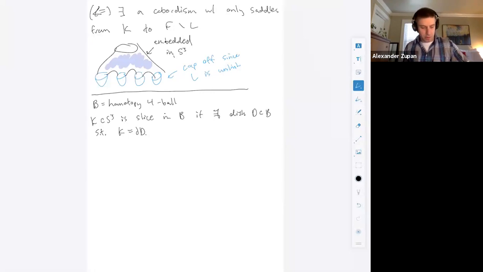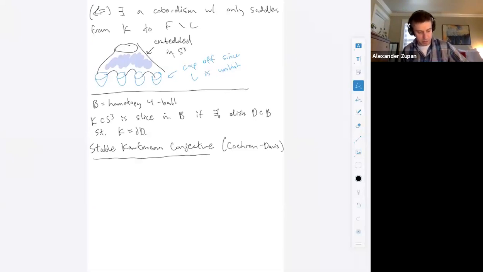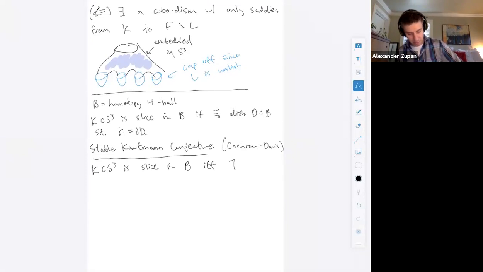All right, and so there is a conjectured characterization of slice knots using derivatives as well. This is the stable Kauffman conjecture of Cochran and Davis. It's called this because they disproved the Kauffman conjecture, and so they proposed a stable version of it. The stable Kauffman conjecture says K in S3 is slice, they probably stated this in B4, but I'm just going to state it in arbitrary B.